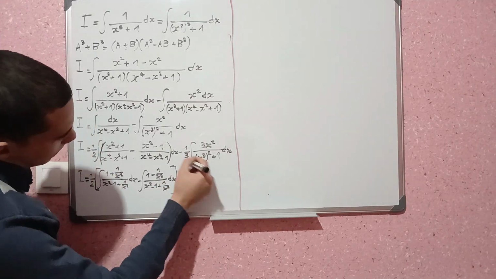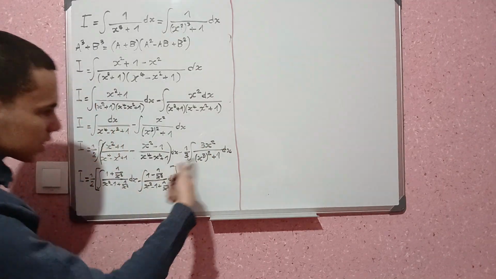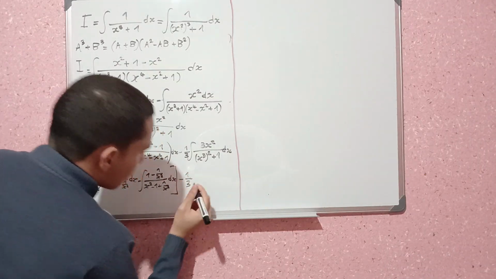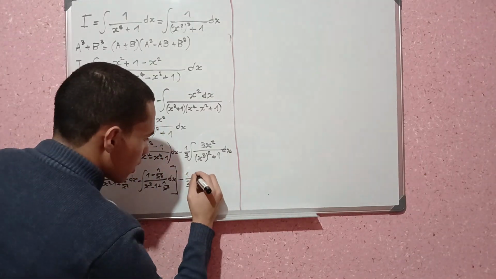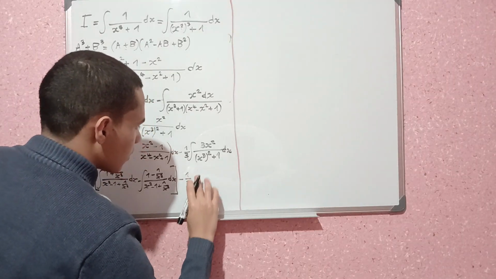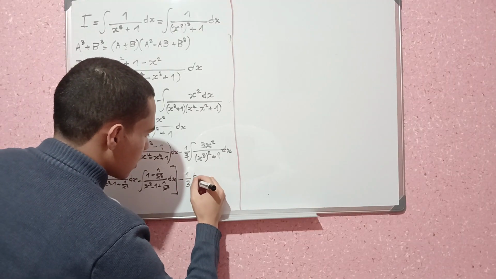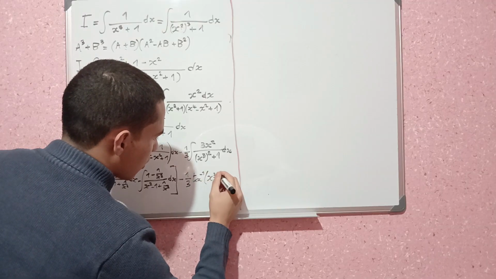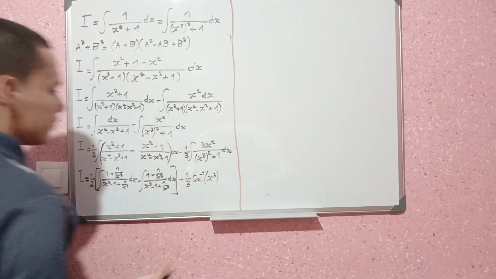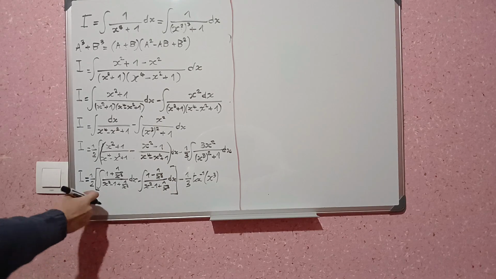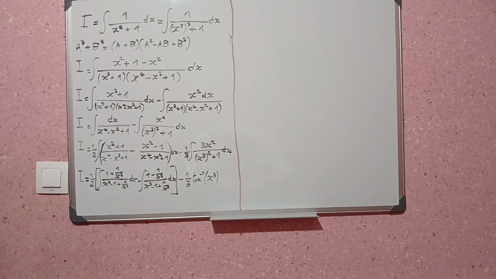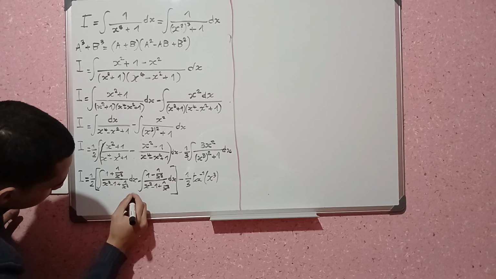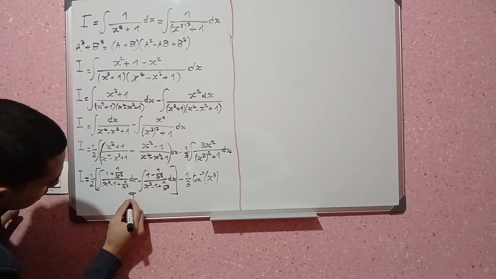Then this part we can do easily. We get 1/3 of the inverse tangent of x to the power of 3. Without plus c, we didn't finish this. Alright, let's name this as g.